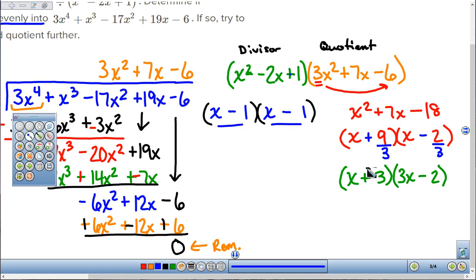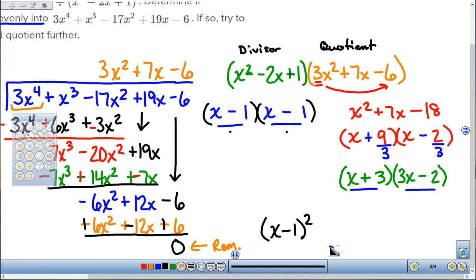This is a factor, this is a factor, this is a factor, and this is a factor. Those are all 4 factors of the original polynomial. And here's how it should be written. Since x minus 1 was a factor that showed up twice, we're going to write it as x minus 1, but then we're going to show its quantity by using an exponent, and then these 2 factors to follow.